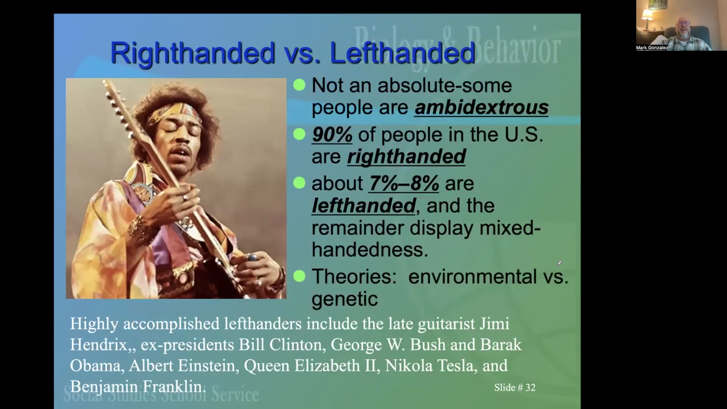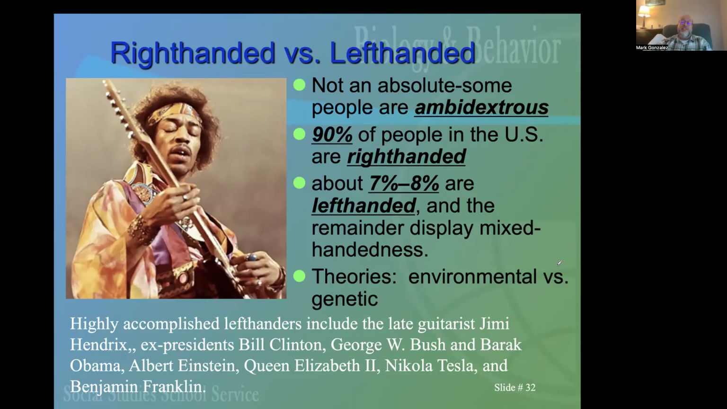All right, so what about being right-handed versus left-handed? Well, it's really not absolute. Some people are actually ambidextrous. Some of you might even be ambidextrous, where you can do certain tasks better with your left and some with your right better. Or you can maybe do both hands. You could actually throw well with both.